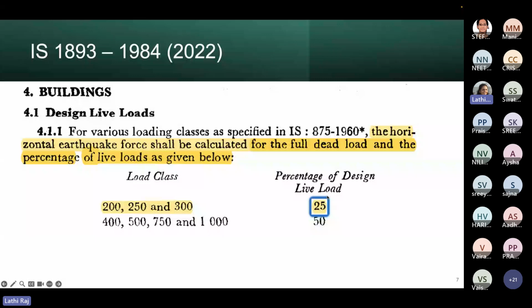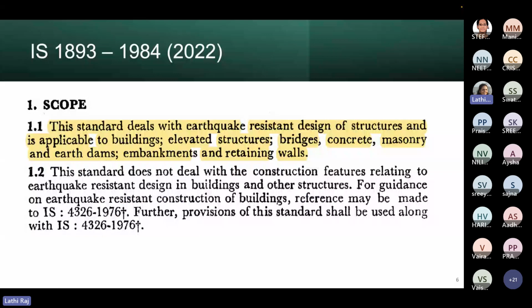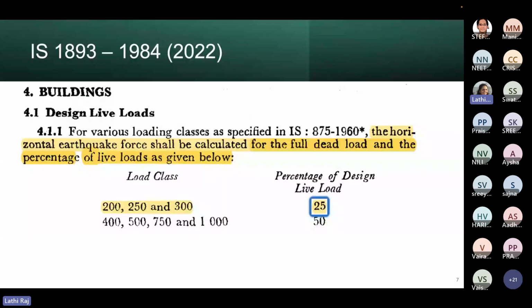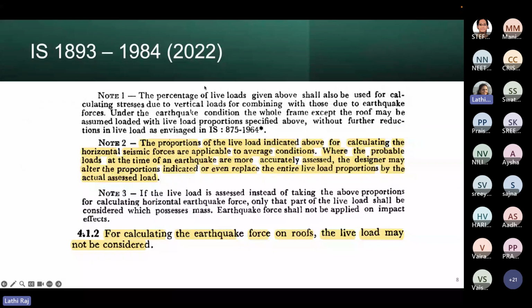So when you are doing the dead load plus IL plus earthquake load combination here, what percentage of IL do you have to take for the earthquake load calculation? If it is 300 kg per meter square, or 3 kilonewton per meter square, then you need to take only 25%. Okay, this is how you have to interpret that. And if it is above 300, or above 3 kilonewton per meter square, you need to take 50%. This is what IS 1893, 1984 says.